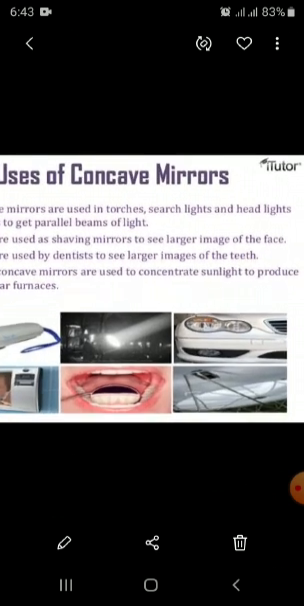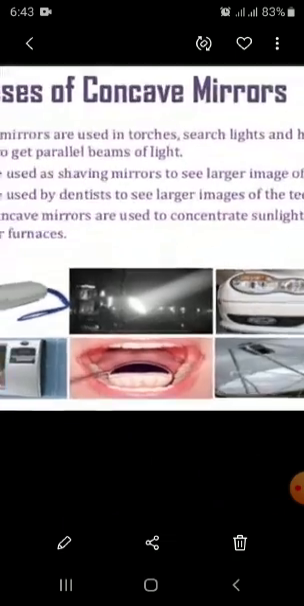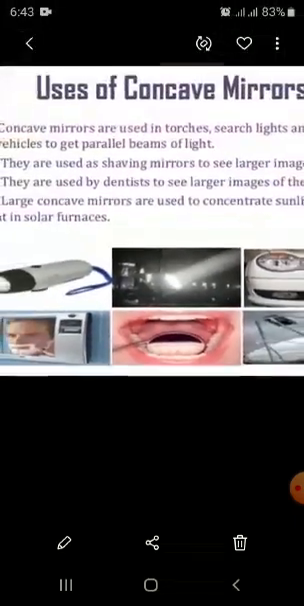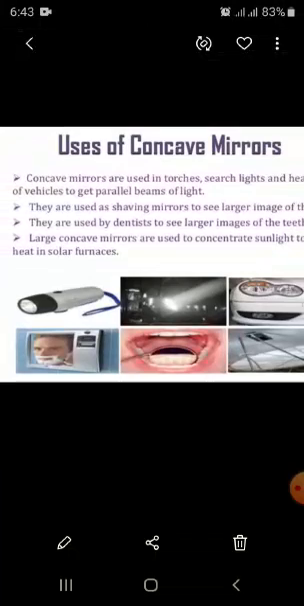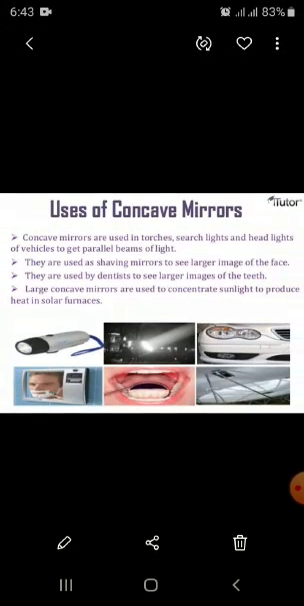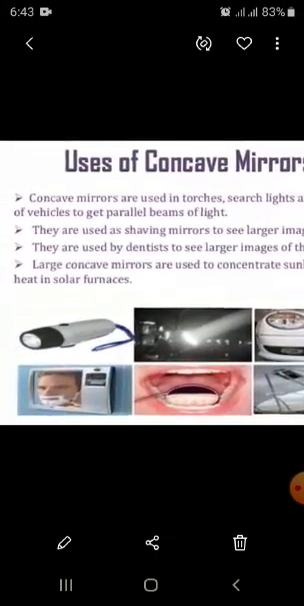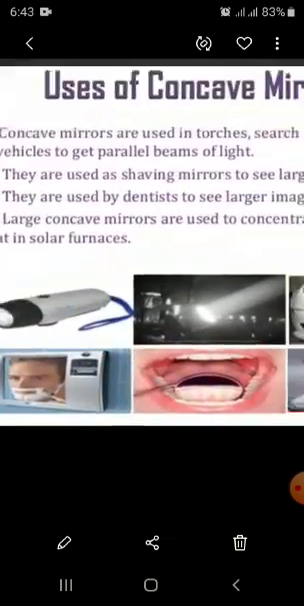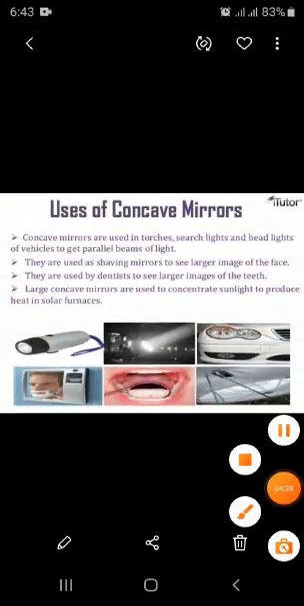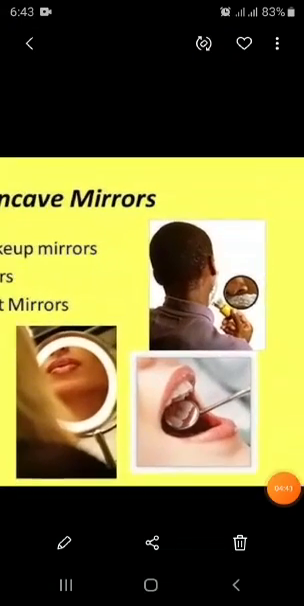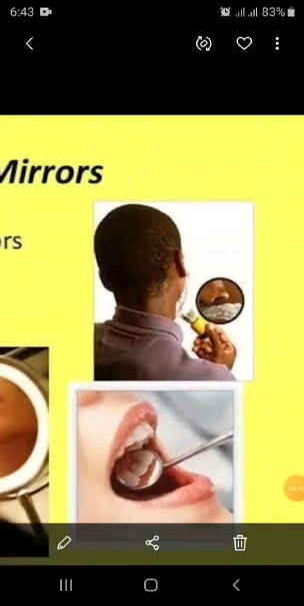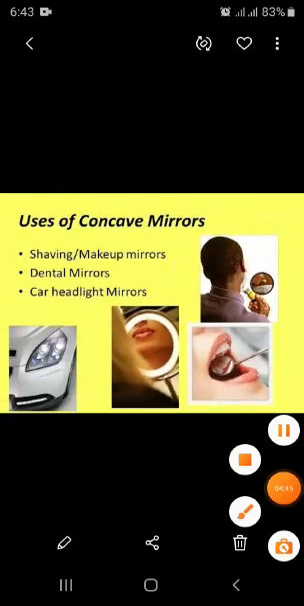We also use concave mirrors in car headlights. They are also used by the dentist to see the image of the teeth, and they are also used in searchlights and torches. These are the uses of the concave mirror. They are also used as shaving mirrors and makeup mirrors.